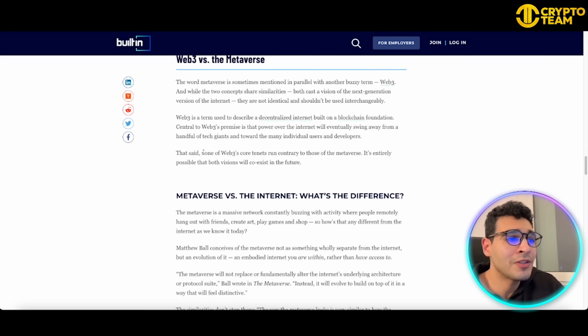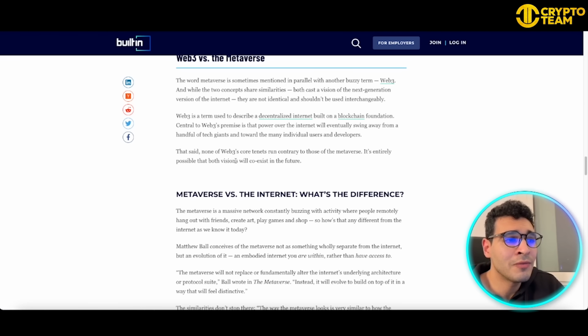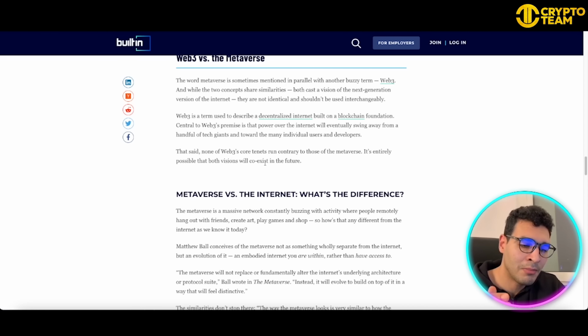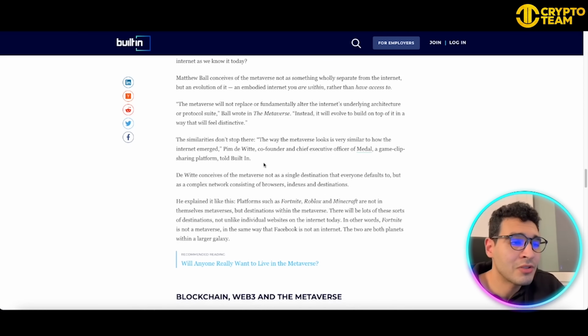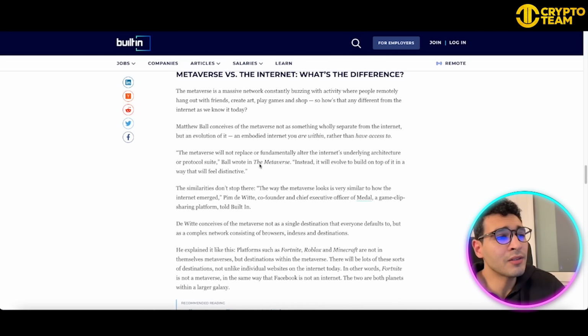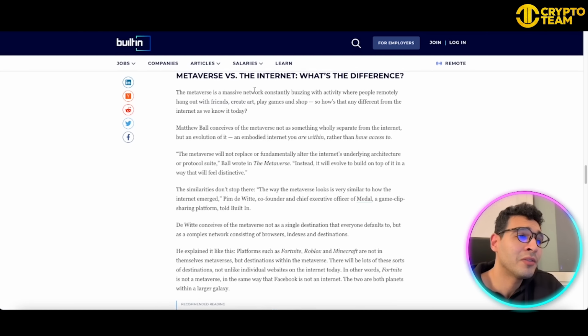But the metaverse, it's entirely possible that both visions will coexist in the future, that the metaverse and Web3 can complement each other, and they also have a lot of similarities and a lot of interaction with each other, but there are some subtle differences you might need to keep in mind to fully understand the concept. So there is also another difference between the metaverse and the internet.